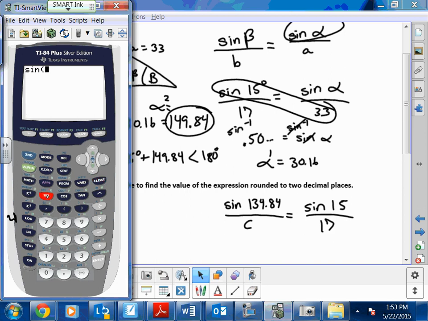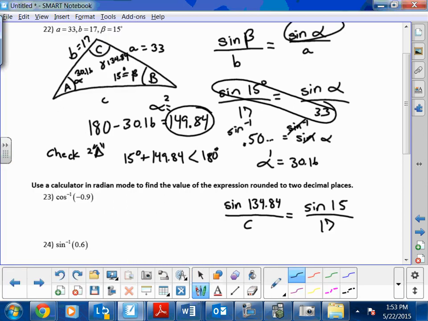So doing that, let's do sine of 134.84 multiplied by 17 divided by the sine of 15 degrees. Make sure I get that 5 there. Lovely. There we go. So that means that our C is really 46.57. So our possible C value is 46.57. Now this is just for triangle 1. This is with gamma 1.